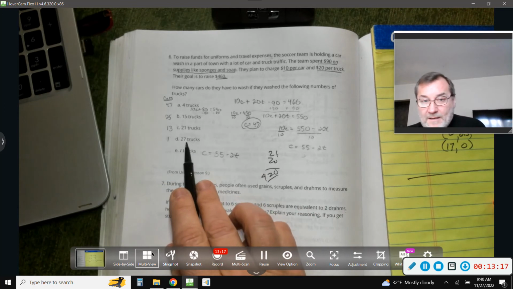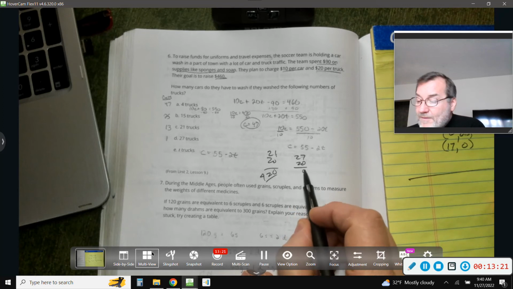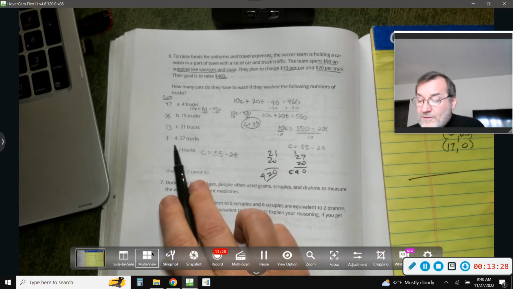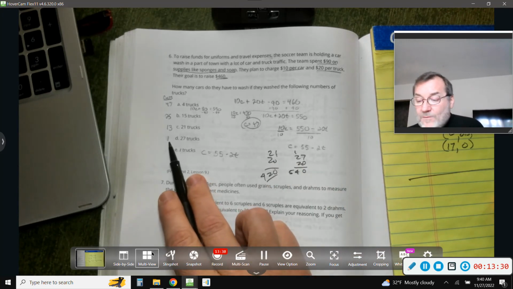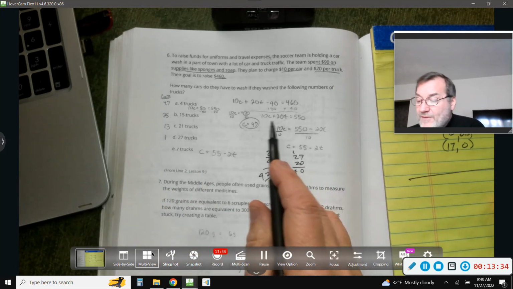And then 27 trucks. Well, 27 times 20 is 540. All right, so you just have to wash 1 car for that. And of course, if it's just T trucks, you have this number right here.